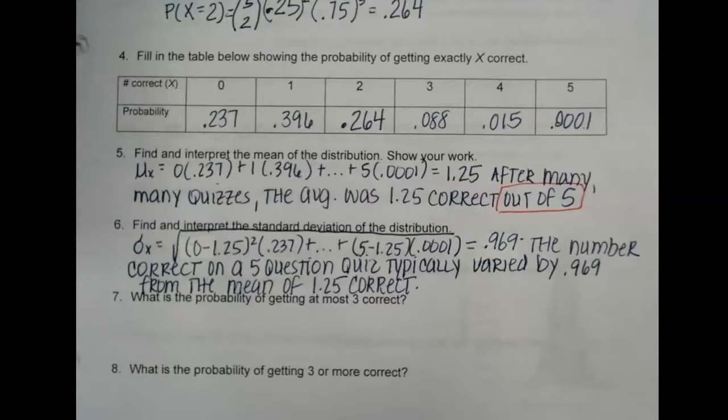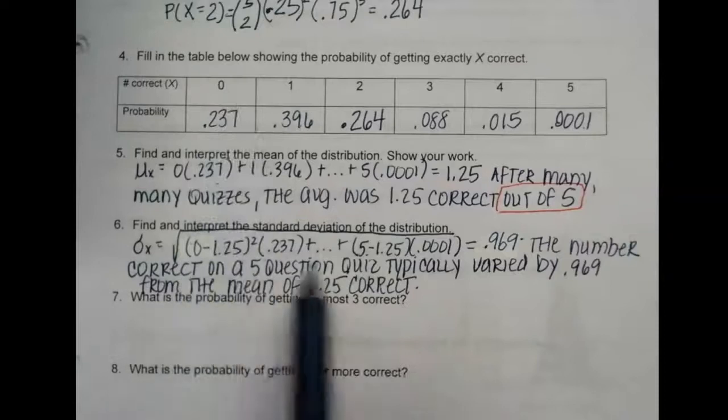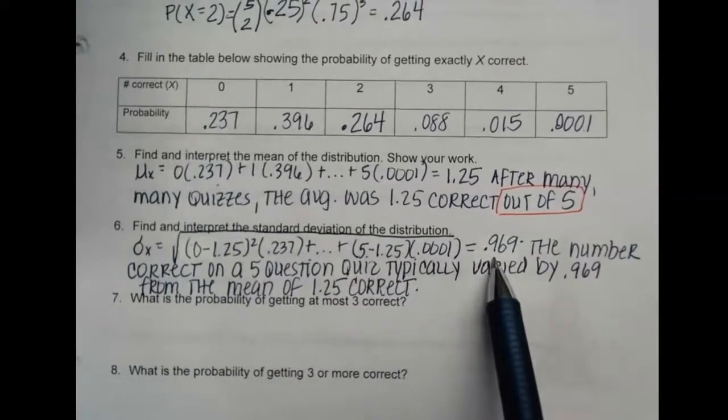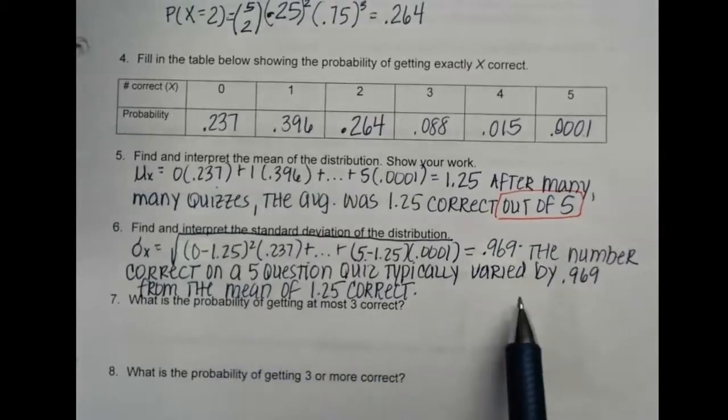And then for our standard deviation, it didn't say show your work, but this is still coming from when we did our expected value from our means. So I showed the setup and I got 0.969. And so the number of correct on a 5-question quiz typically varied by 0.969 from the mean of 1.25 correct. Somewhere along that line you're telling me, here's a 5-question quiz, there's the variation in comparison to the mean, and have your context in there also.